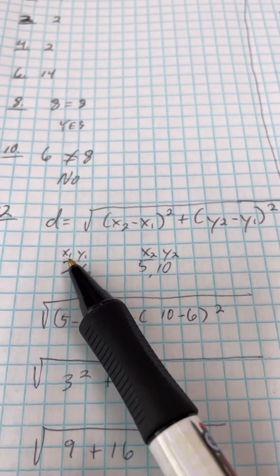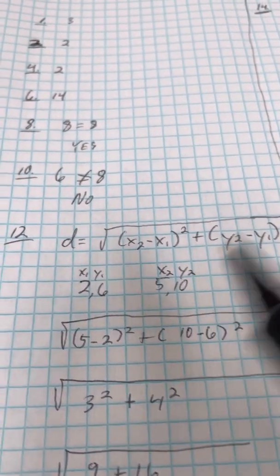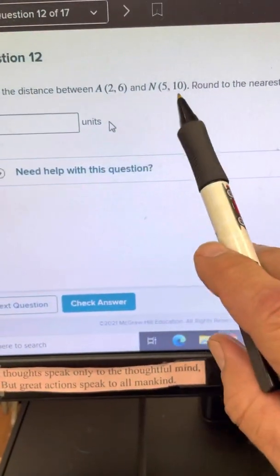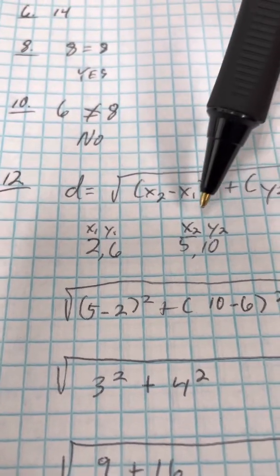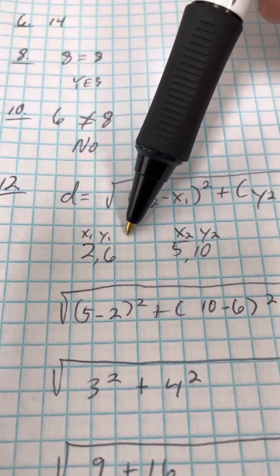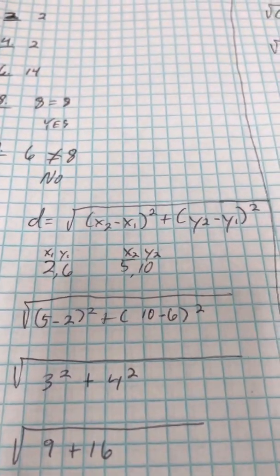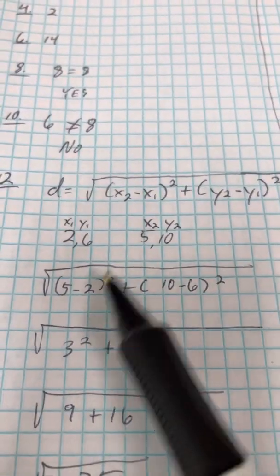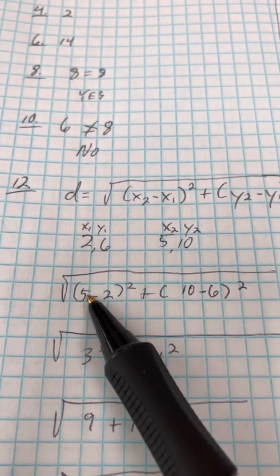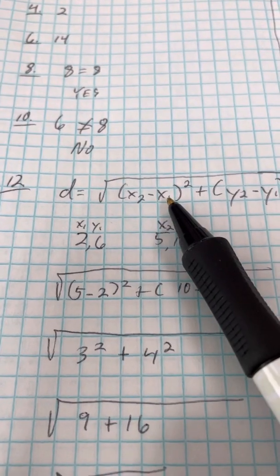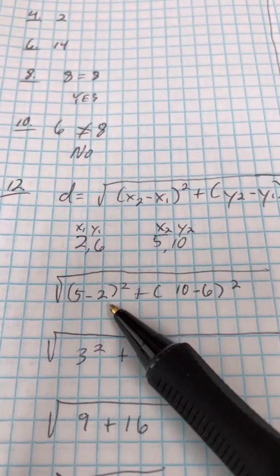We have our first x and y coordinates and our second x and y coordinates. We have 2, 6, and 5, 10. So I just go ahead and label them, my x1, y1, and my x2, y2, my first x and y, my second x and y. That's all that business means. And then I just plug those numbers into the problem. So my x2 is 5, so 5 goes here, minus my x1 is 2, and I square it.